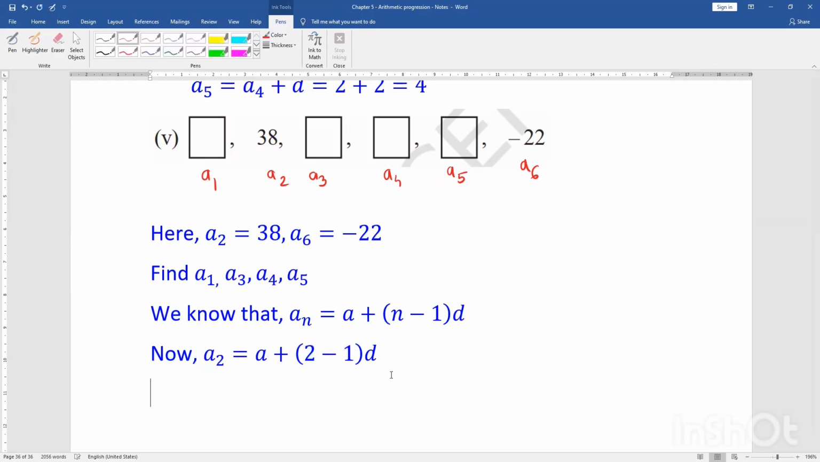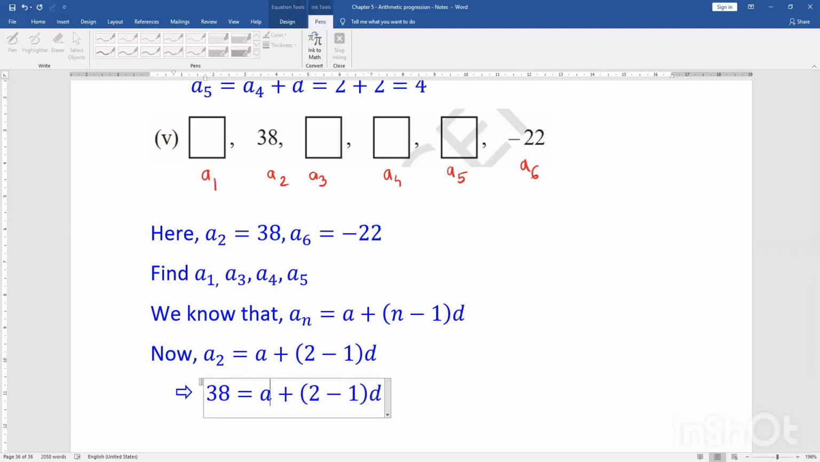Okay. Now in the next step, what is A2 actually? A2 is 38, right, children? So I'm going to write 38 here. So A2 will be substituted as 38 and then A plus, what is 2 minus 1? It is 1. So that is A plus 1D, or A plus D, I can write it as. So we can call it equation 1. Okay. So we're going to write equation 1.